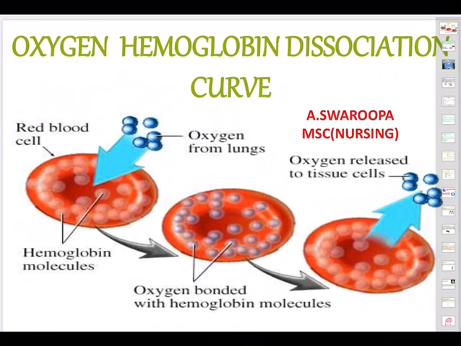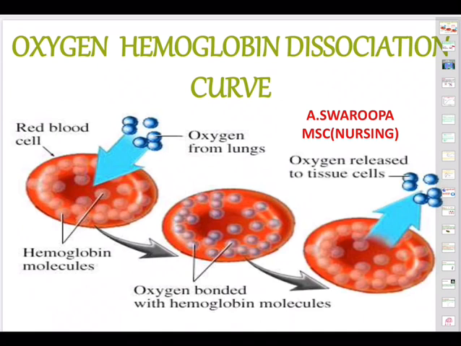Our memory helps us in tracing out what we have been studying in the chapter breathing and exchange of gases. In our last class we were talking about various disorders associated with the respiratory system. And to conclude this chapter, we are going to talk about an interesting curve called the oxygen hemoglobin dissociation curve. What is this oxygen hemoglobin curve?